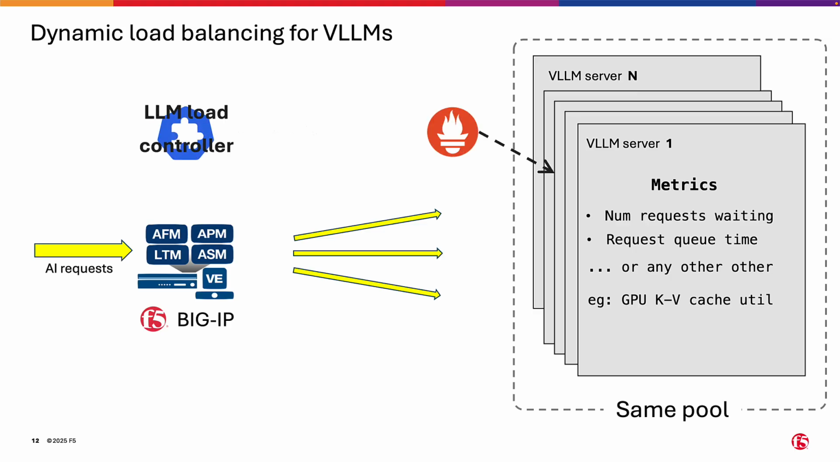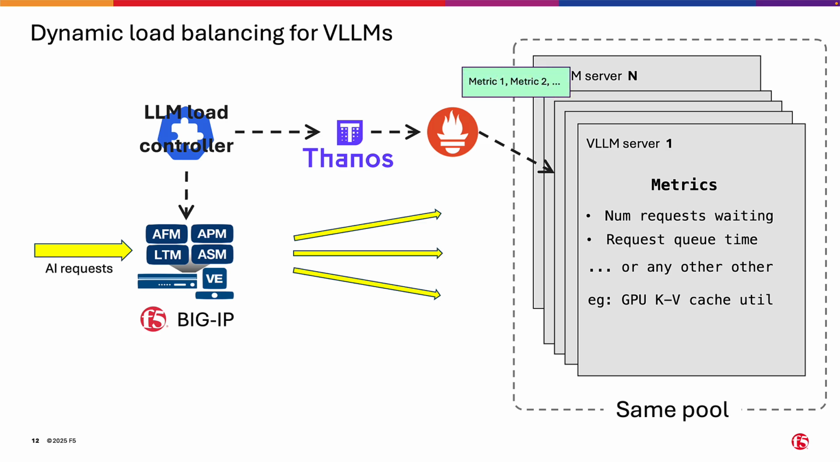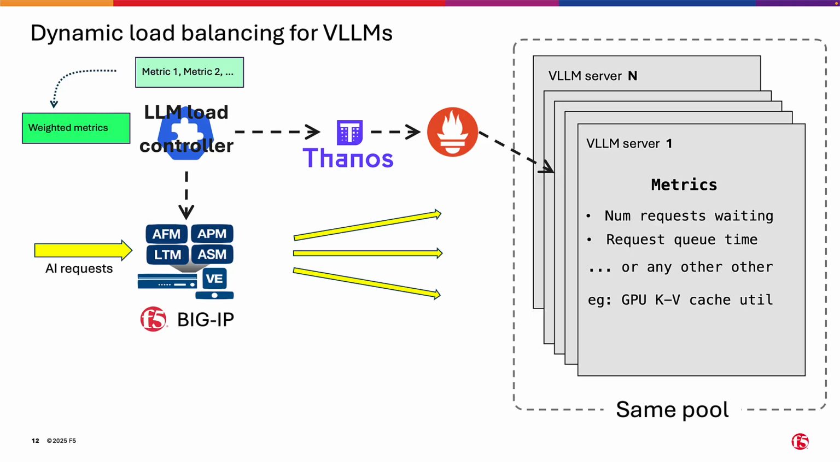These metrics are gathered by OpenShift's bundled Prometheus and Thanos telemetry packages. The metrics are then ingested by an LLM load controller that ultimately feeds back these metrics as a load ratio to send more or fewer requests to each vLLM server. When the BIG-IP receives a request, it uses this ratio setting, updated every few seconds, to bias the load balancing decision, ultimately improving the response times and optimizing hardware utilization.